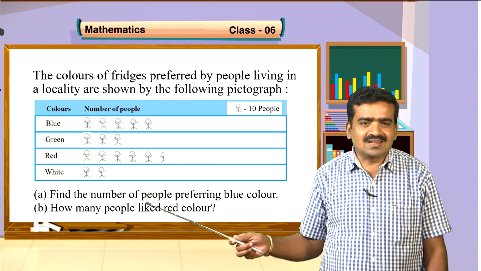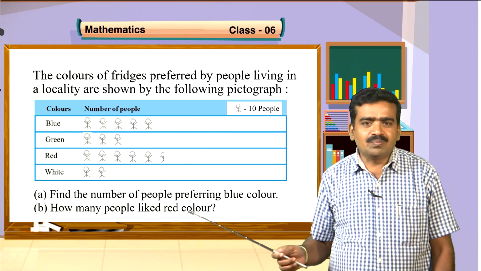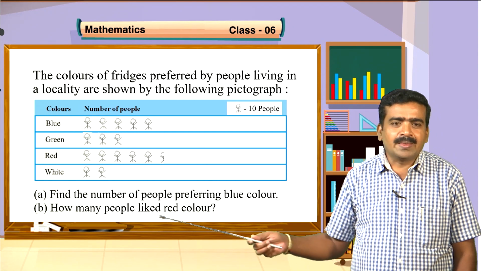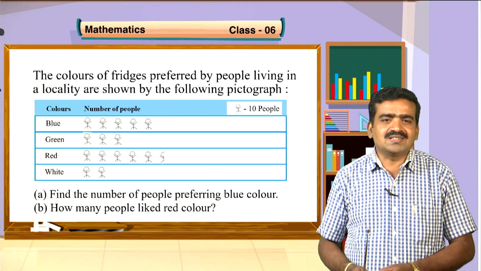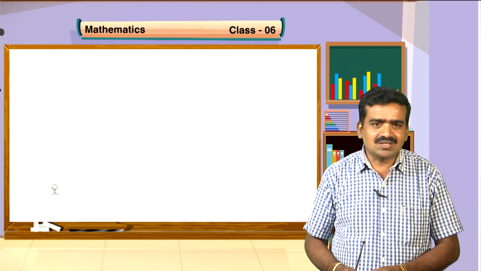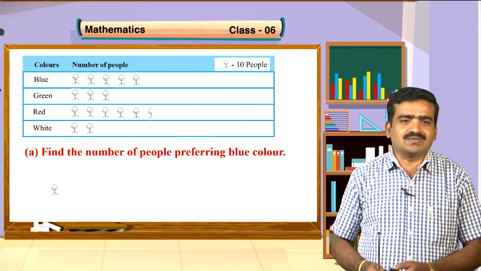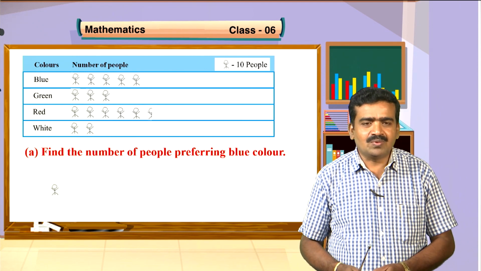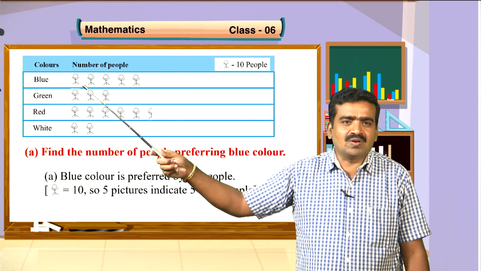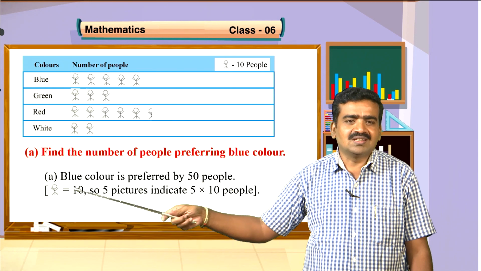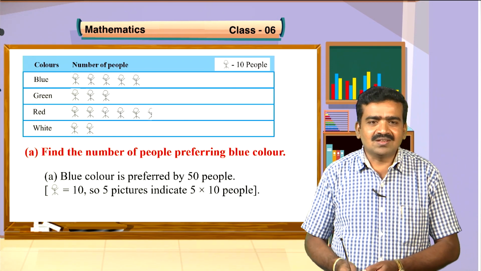And answer the questions provided for the pictograph. Find the number of people preferring blue color, and how many people like red color. These two are the questions based on the data given. Now, let us find the answer for the first one. Find the number of people who preferred blue color. How many pictures are there for blue color? 1, 2, 3, 4, 5. That is why 5 into 10 means 50 people preferred the blue color.